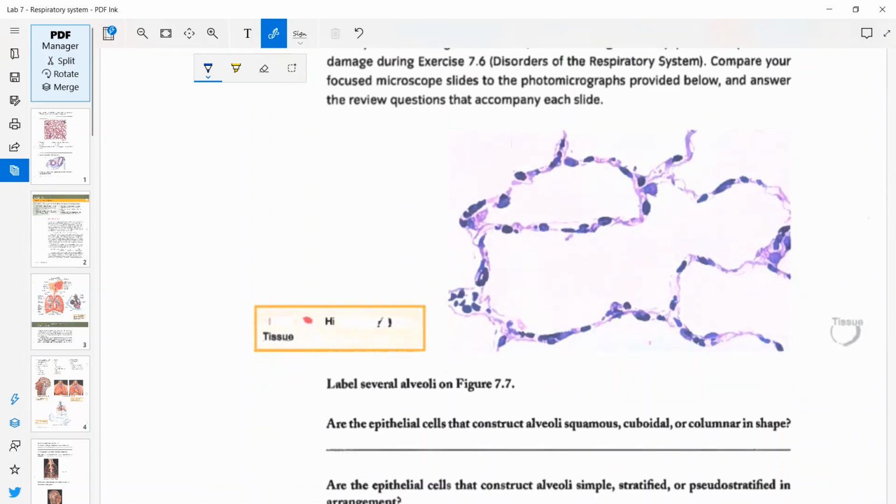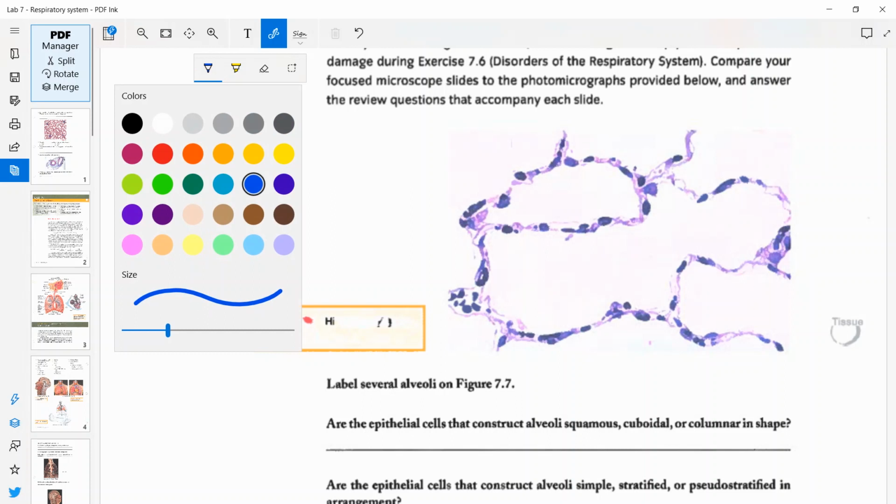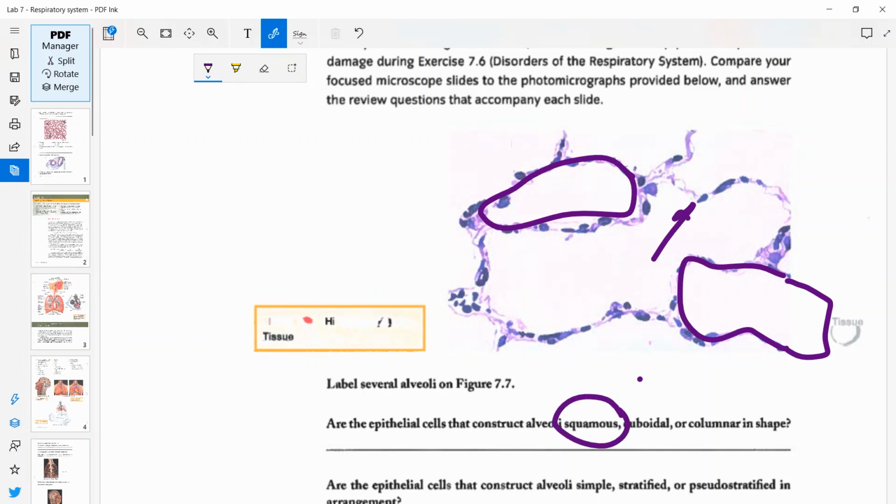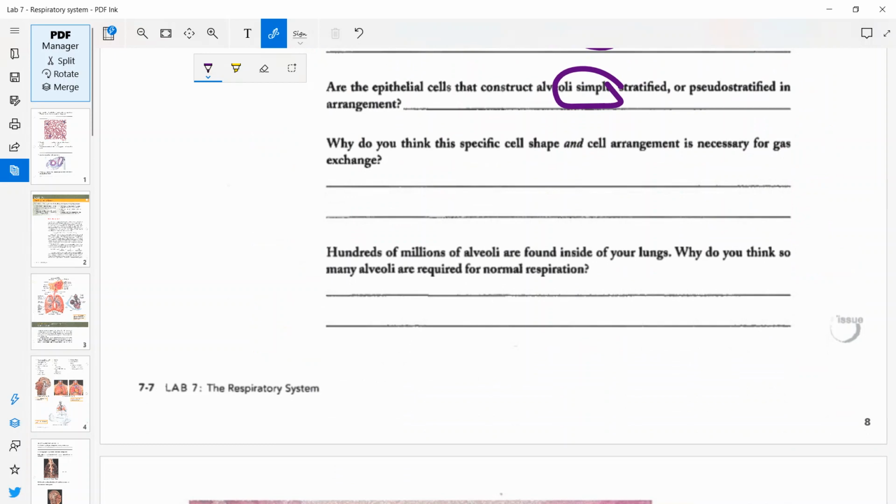So what about the histology of the respiratory system? Well, first, we are being asked to label the alveoli. Each of these pockets is an alveolus. You cannot see the end, it's probably going something like this. The epithelial cells that construct alveoli, if you look at the walls, are extremely flat. They are squamous in shape, and there is only one layer of these cells. So that means the epithelium that constructs alveoli is a simple squamous epithelium.